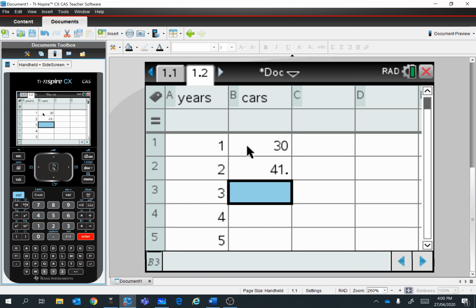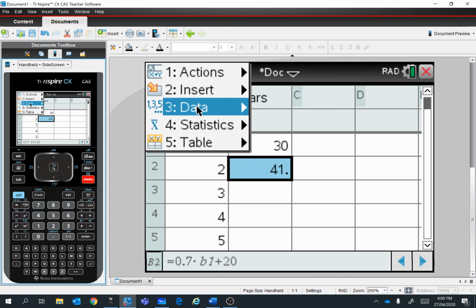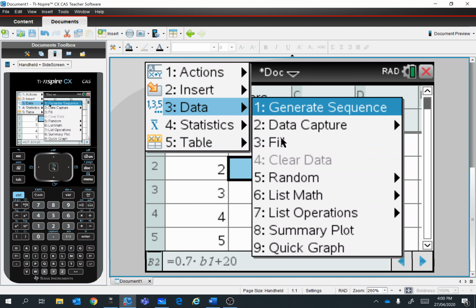Now, rather than typing that formula into every cell, let's just go back to the one where we entered the formula, and we're going to fill it down. So we go Menu, Data, and Fill.